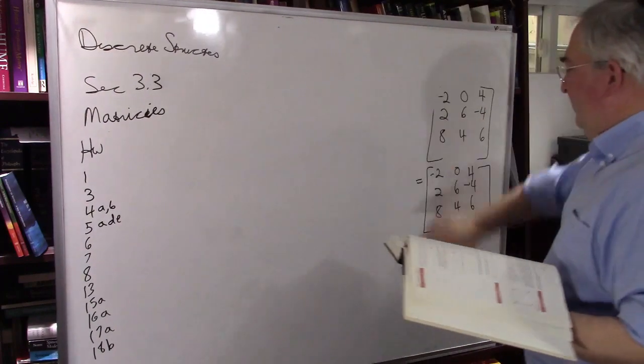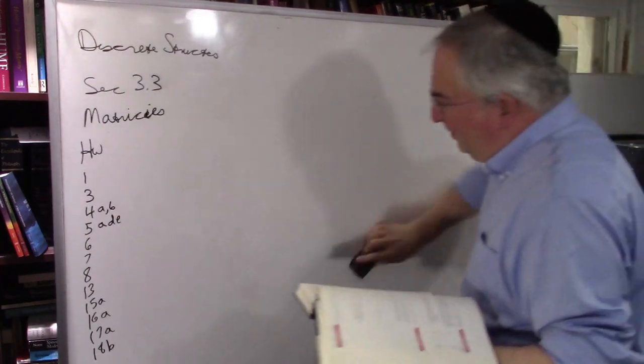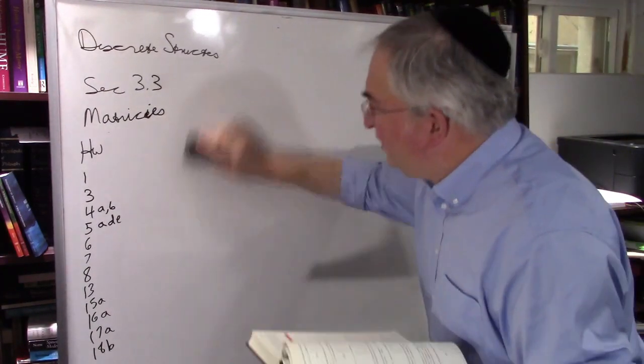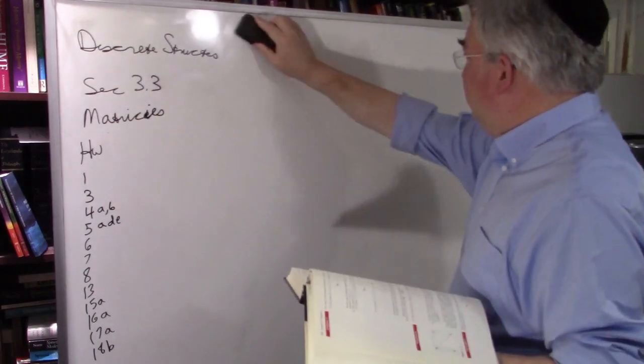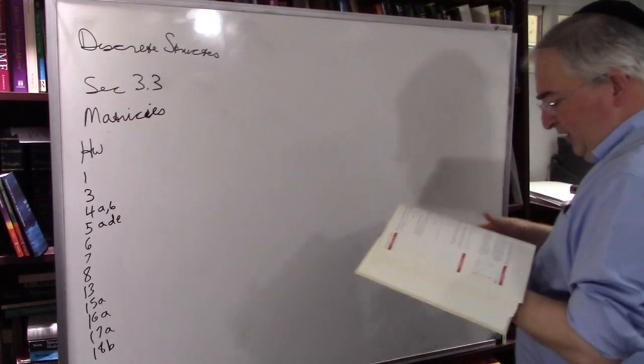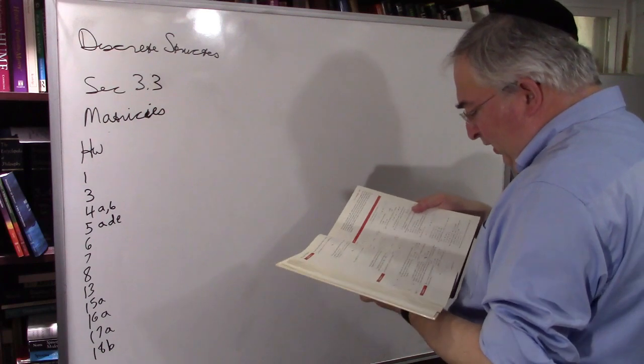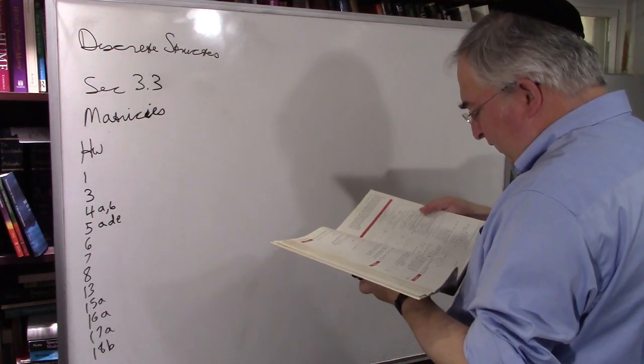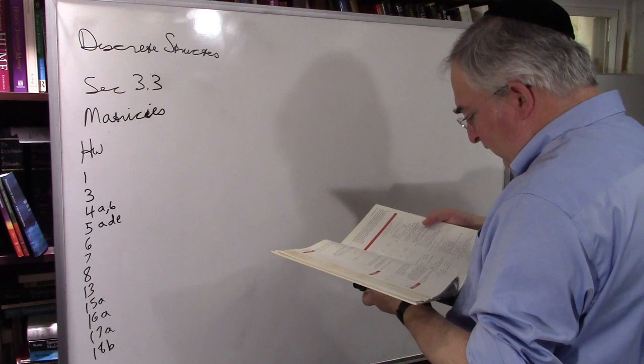Next. Okay, there's nothing hard about this. Matrices are not hard. It's just a lot of bookkeeping. You've got to keep track of what you're doing. You've got to keep track of the rows and the columns.